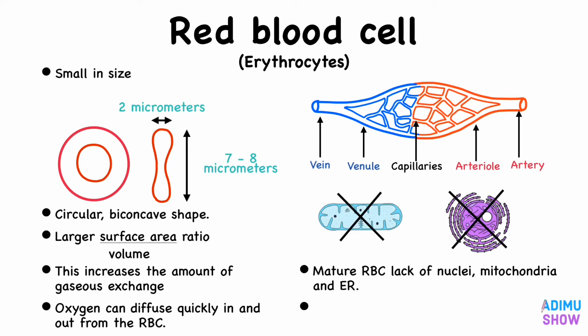Mature red blood cells lack nuclei, mitochondria, and endoplasmic reticulum. Therefore, a red blood cell has more inner space when compared to other cells. This benefits carrying more hemoglobin inside it. Because of increased hemoglobin molecules, the red blood cell has the ability to transport a high amount of oxygen to the tissues.